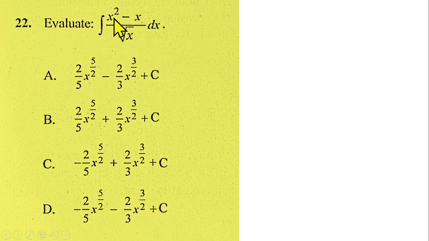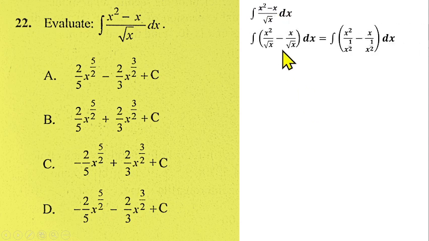We have to evaluate the integral of x squared minus x over square root of x dx. The first thing to do is to split this fraction. So we'll be having the integral of x squared over square root of x minus x over square root of x dx. From there, using our idea of indices, square root of x means x raised to power half. So we have x squared over x raised to power half minus x over x raised to power half. We can simplify further.